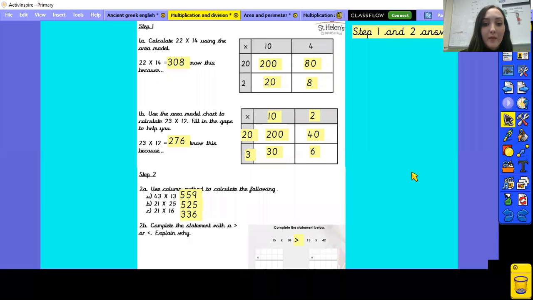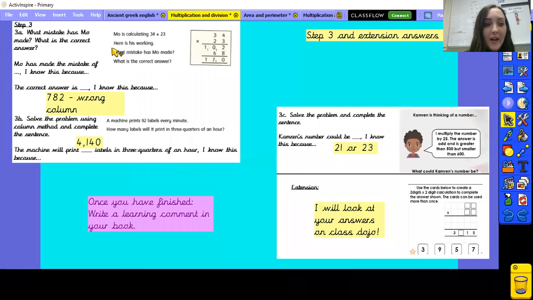Okay, well done everyone for completing your independent work. Here's the answers to step 1 and step 2 of the worksheet. So pause the video now to mark your answers in your books. Okay, and for the rest of you, here is step 3 and the extension answers. So pause the video to mark your answers in your books. Once you have finished marking all of your work, please could you write a learning comment in your book.